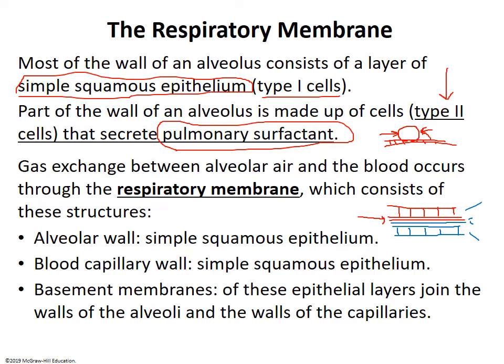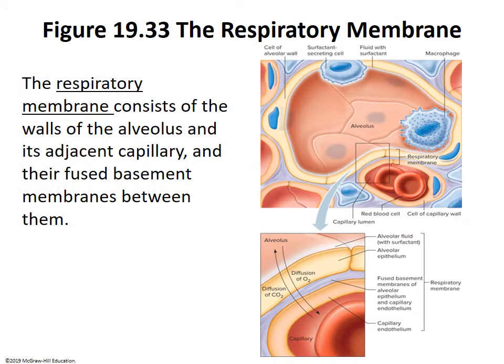Hopefully that makes sense. Again, simple squamous on the alveolar wall, simple squamous of the capillary wall, and then the 2 basement membranes. You can see it here. Again, the respiratory membrane consists of the walls of the alveolus and the capillary, and their 2 fused basement membranes. That's what this section right here is, shown all blown up here. And so capillary wall, alveolar wall, 2 basement membranes right there.